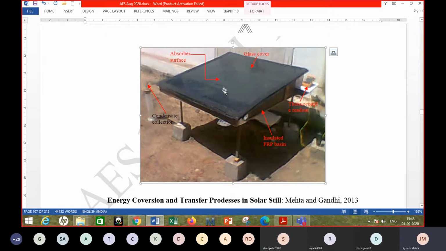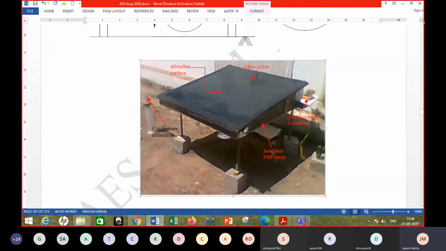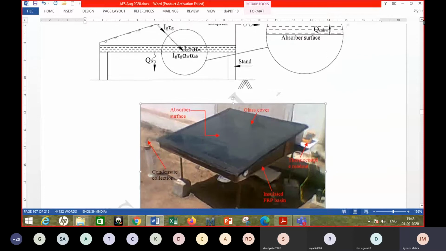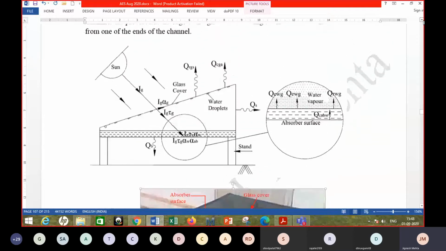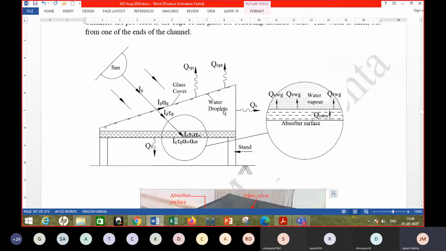So there is condensation of water vapor on the glass surface and it slides down, and there is a channel here, and then it can be taken out from here. The condensate can be collected from one side of the channel. So it is a single sloping design of a solar still or solar desalinator, and different energy conversion and heat transfer phenomena are explained in this diagram.